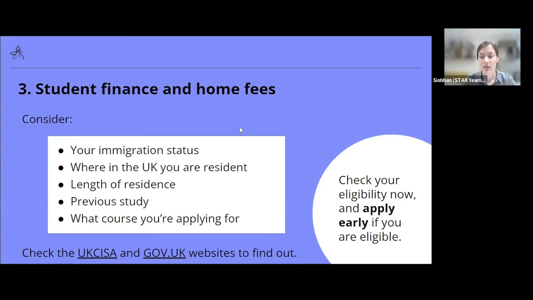We're also running an additional session on the 17th of November. Sophie, if you could pop the link in the chat so you can sign up to that if you do think that you are eligible for a student loan. The Student Loans Company are running an information session with us, and you can come along there to find out exactly how to apply for a student loan. You will, though, be applying for your course before you apply for a student loan.